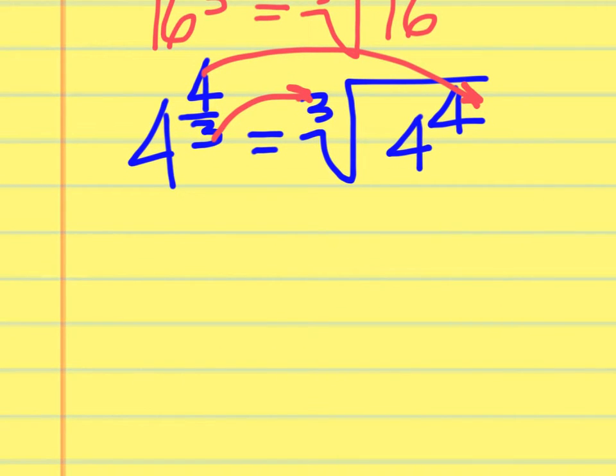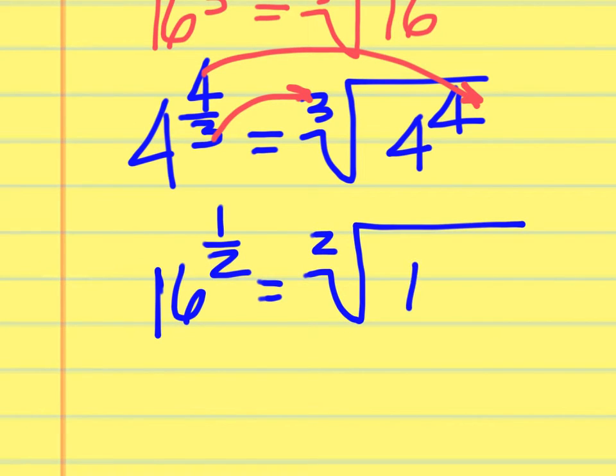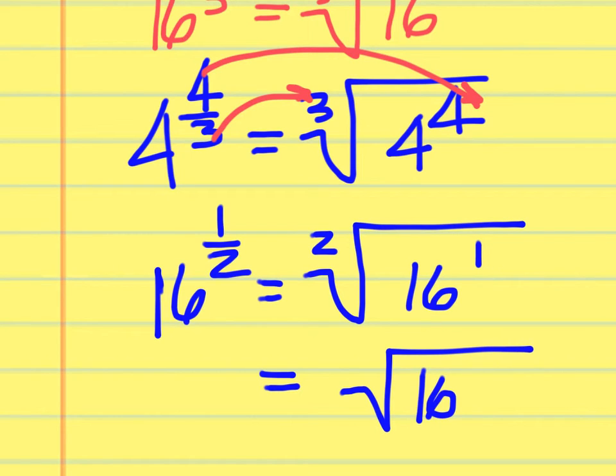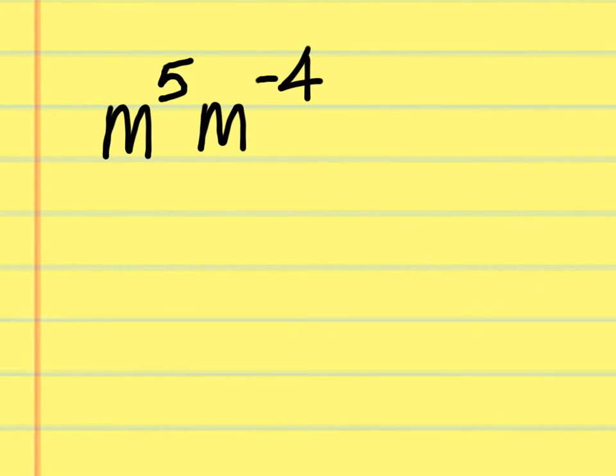If I had something like 16 to the 1/2 power, that's the second root of 16 to the first. And some of these problems you can simplify, especially this one. The second root is a square root. 16 to the first power is just 16. And anytime you have a square root, you don't have to write the 2 in this spot. So what is the final answer of the square root of 16? Just 4. So take it as far as you can when possible. Simplify completely.